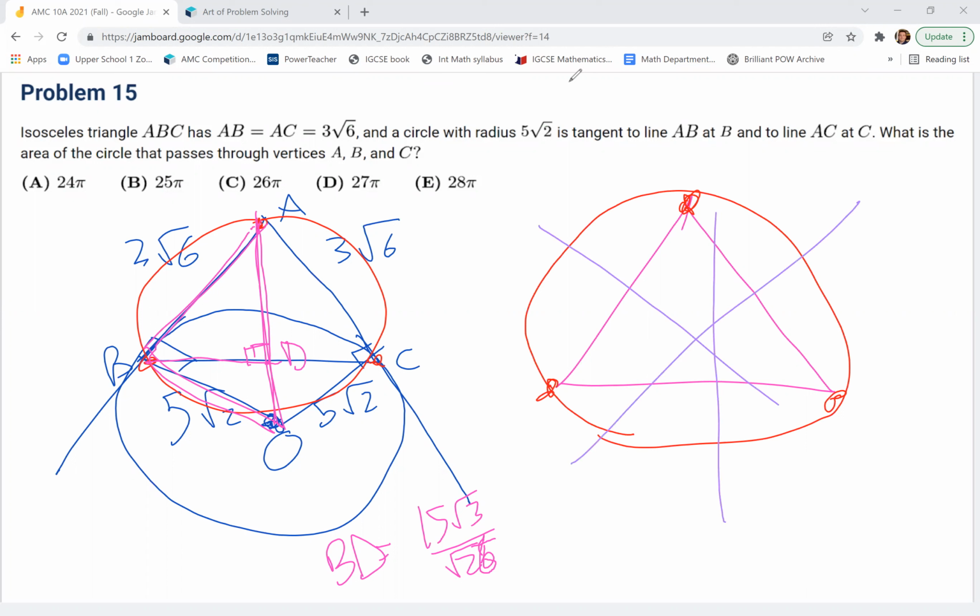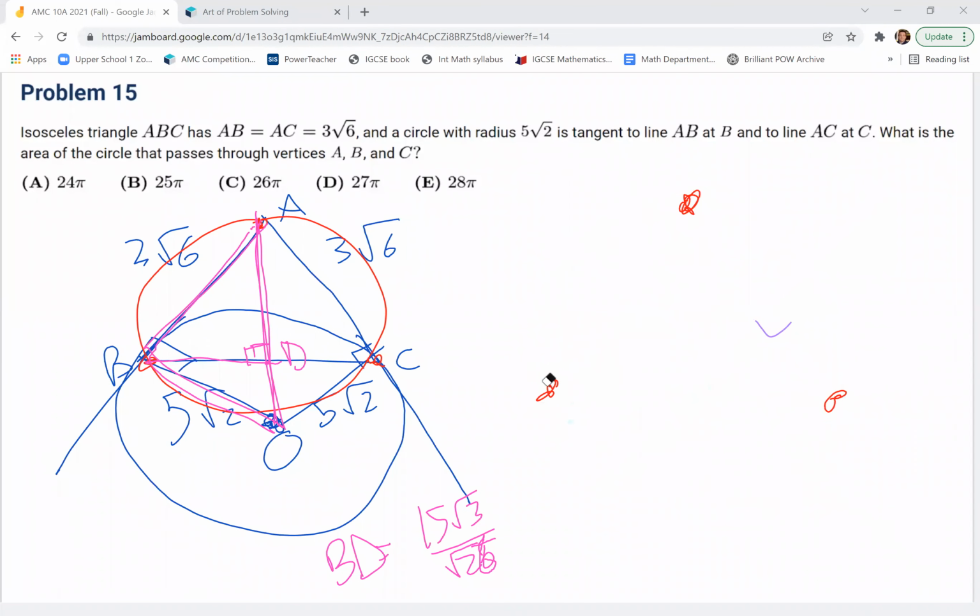I did not draw that very well, and it's probably not correct, but the center of the circle would be the point where the three perpendicular bisectors meet. So if I can find those perpendicular bisectors, I can find where the center of the circle is, and then I can use the distance formula to find the radius, and that will get me the area of the circle.